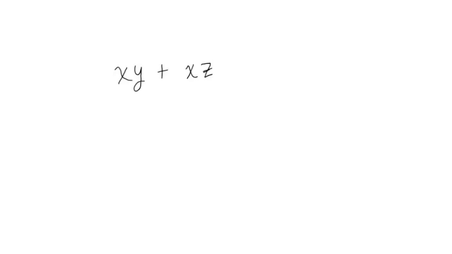In this lesson, we will learn how to factor out a common monomial factor from a polynomial, where the common monomial factor involves only variables. Let's consider this first example: xy plus xz. In this case, we need to find a common monomial factor in both of the monomials that make up this polynomial.